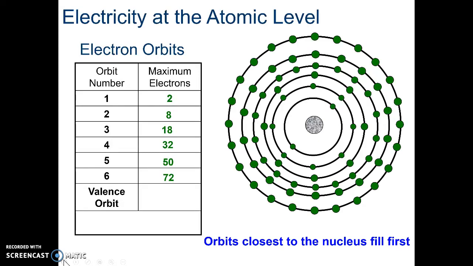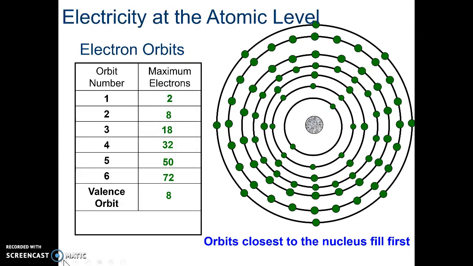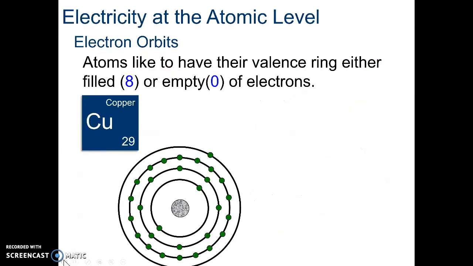When you're doing physical science in 9th grade, you probably talked about them in terms of 2, 8, and 8, and that's about where we stopped. But as it goes farther out, it gets more complex. They're always going to fill closest to the nucleus first and then fill outwards from there. The outermost orbit is going to have 8.